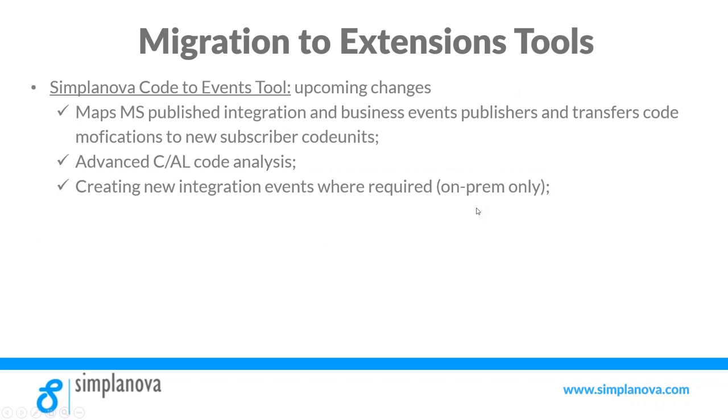So what's on the roadmap? First of all, the tool will include advanced C/AL code analysis. This is something which will help to identify modifications better in order to move them to events. Then we will also introduce Microsoft published integration and business event publisher mapping. And we will also have the tool create new integration events where they are required, where they are not available by Microsoft, but this will only be for the Business Central On-Prem version.